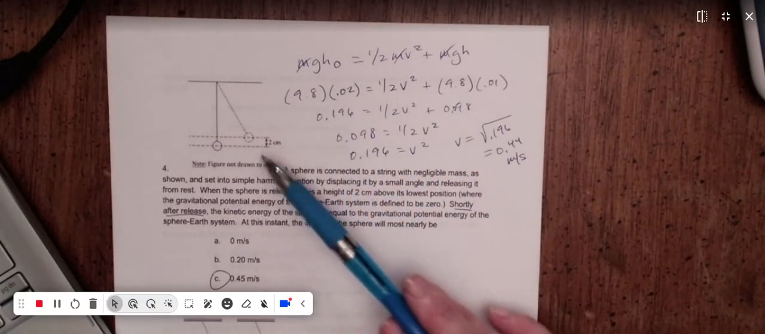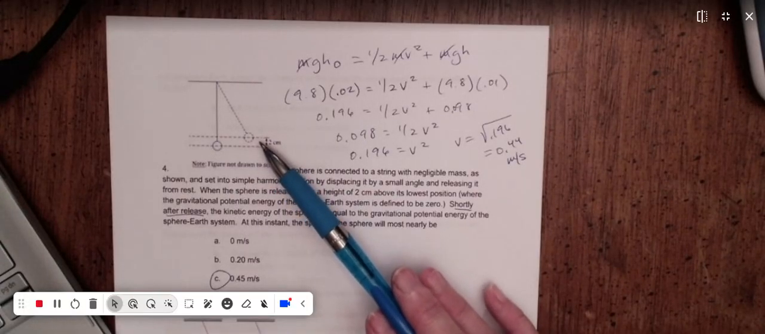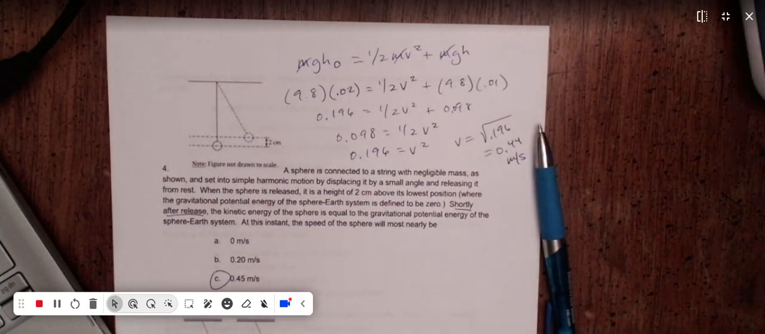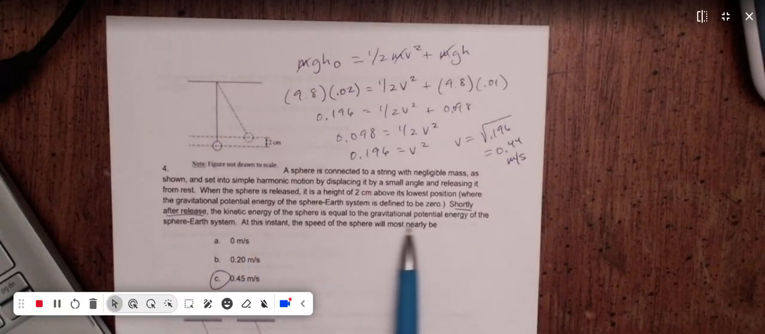Taking gravitational potential as my highest point, that's where it would have all gravitational potential energy, and then we're going to a halfway point, so we've got half kinetic, half gravitational potential. It tells us that we're going to have half of each, or they're going to be equal, which means they're going to have to be half of the total.